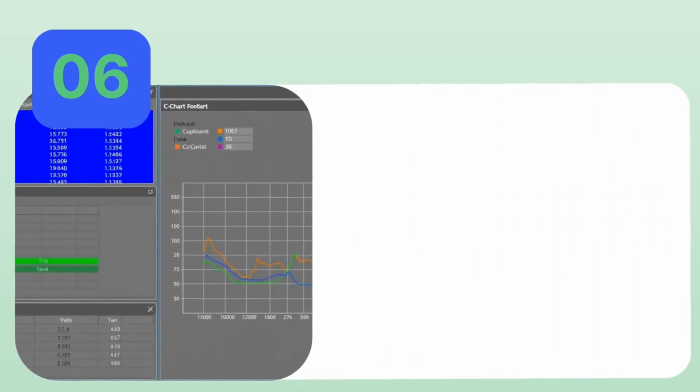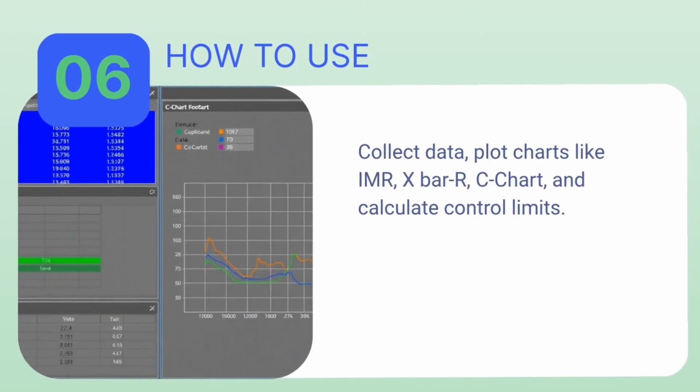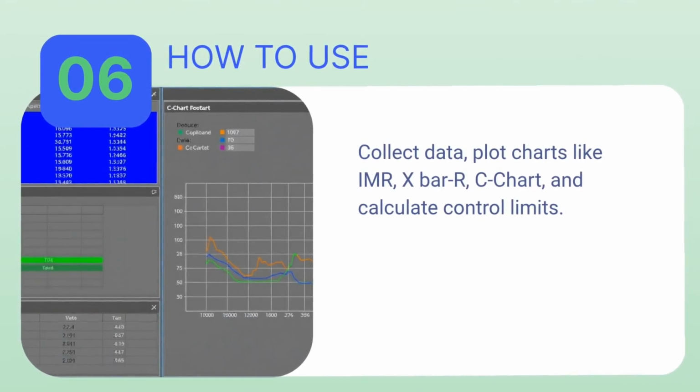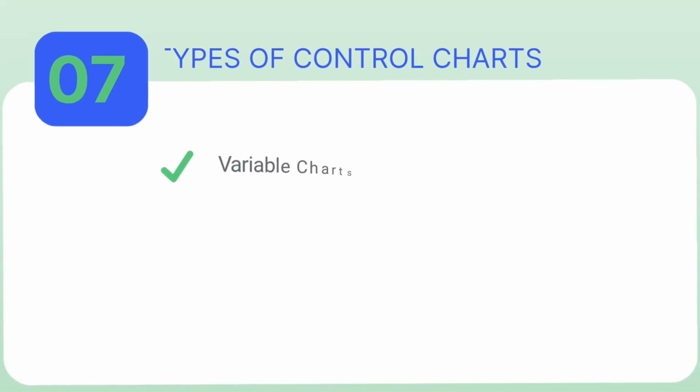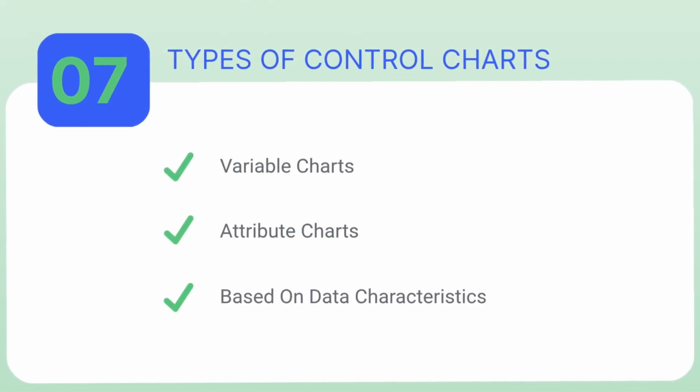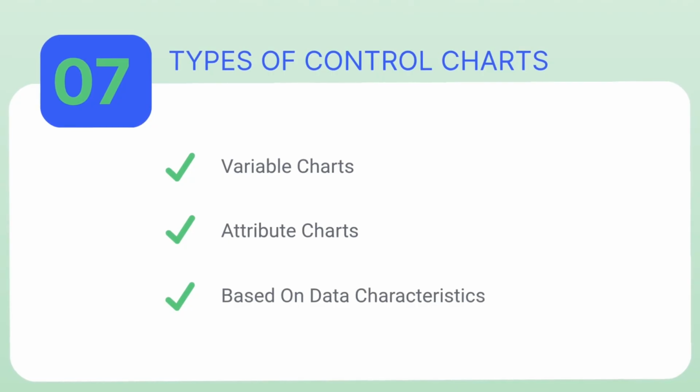Using control charts involves collecting process data, plotting charts such as IMR or C-chart, and calculating control limits. Control charts are mainly divided into variable and attribute types depending on the data characteristics.